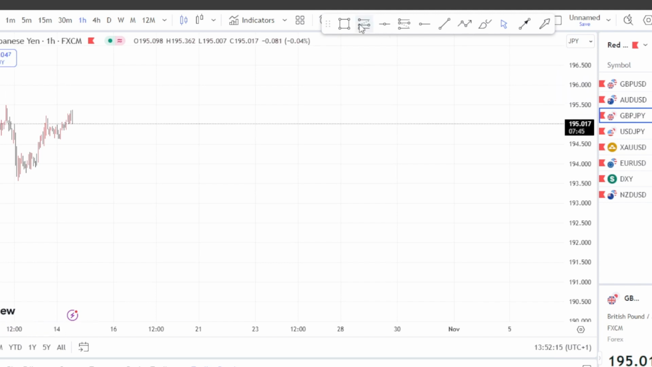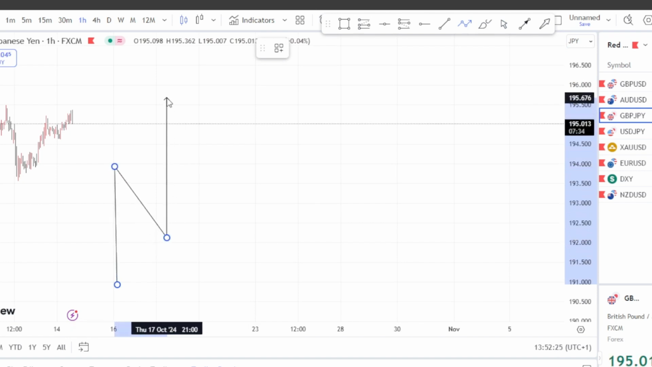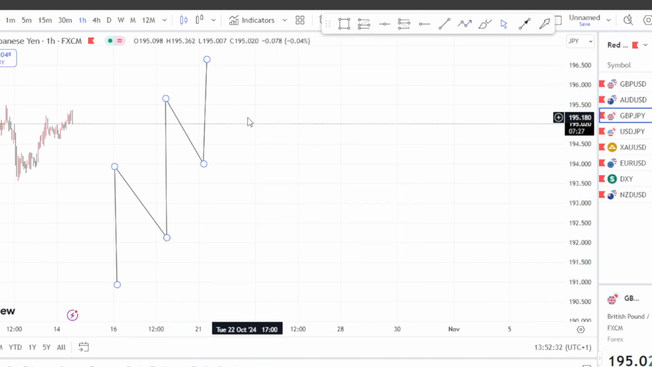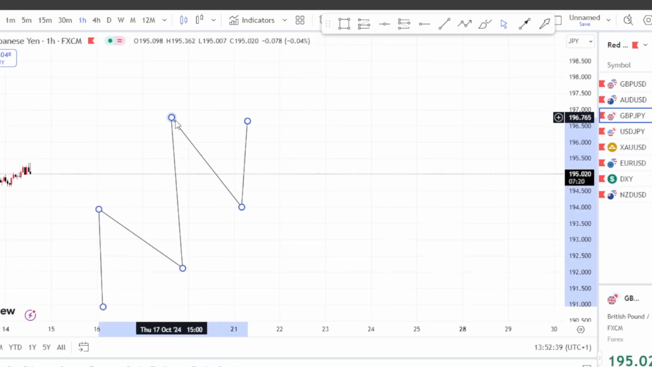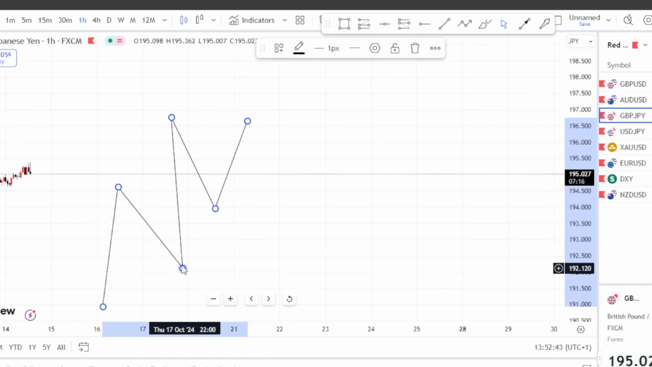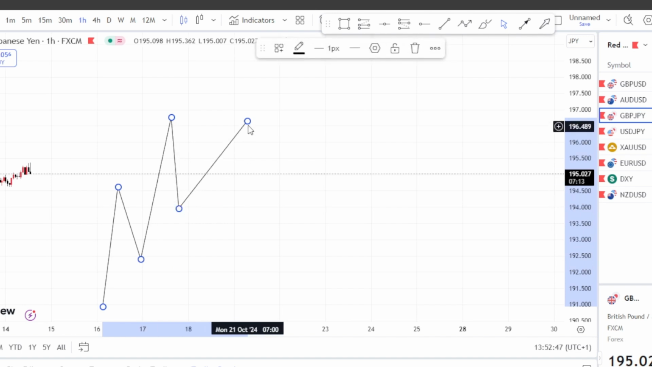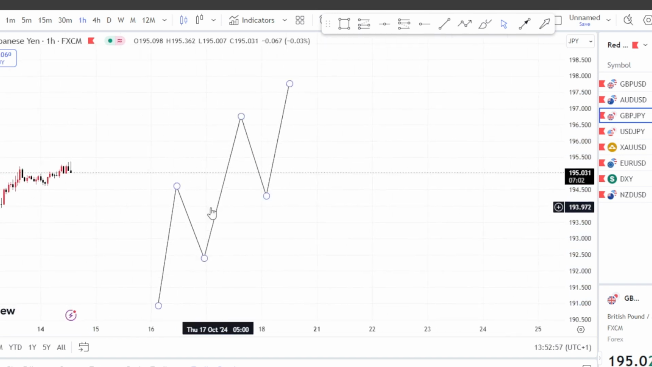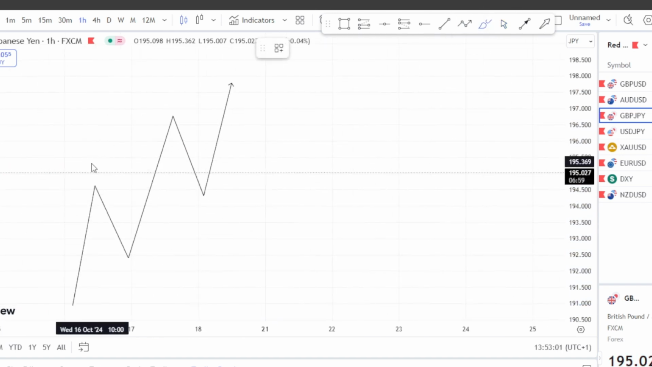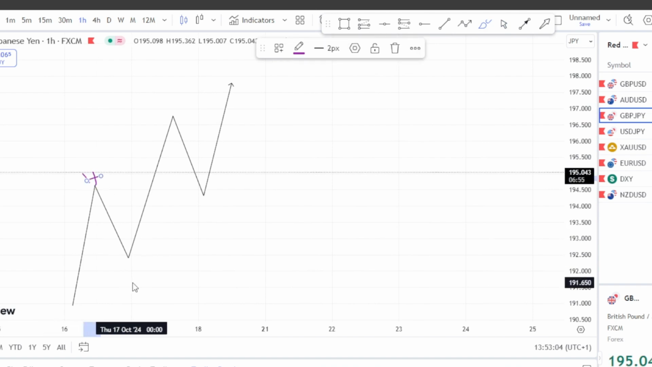So let's say that we have an impulsive move upward. We have something like this. We have another one. We have a retracement, and we have another one. This is a market structure. This is what you will be looking at. We have a bullish market, where we are going to call this a high and we call this a low.